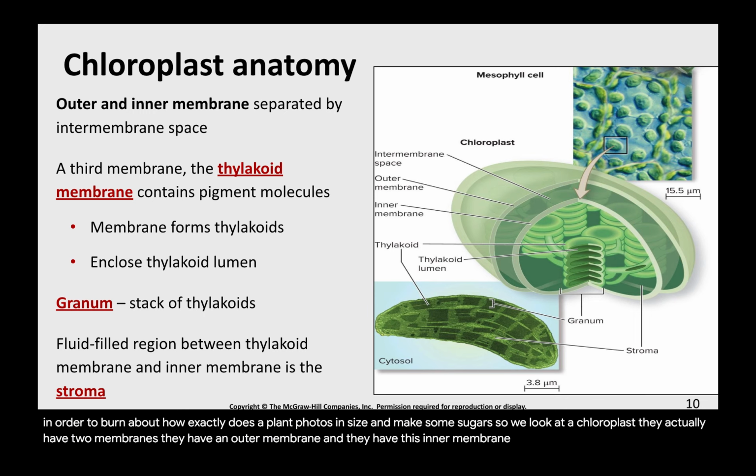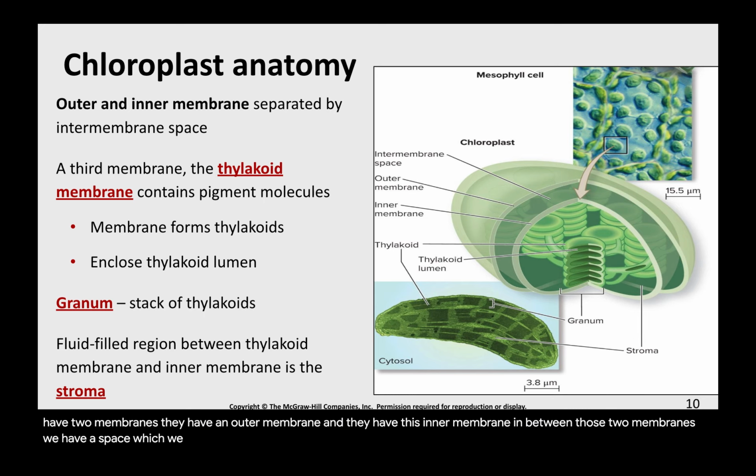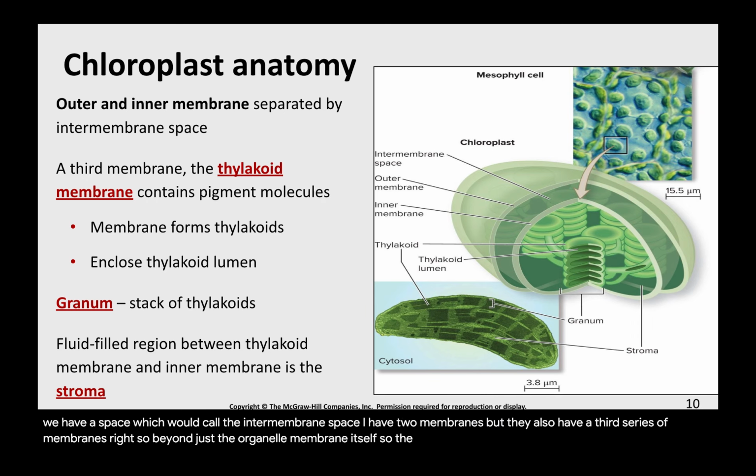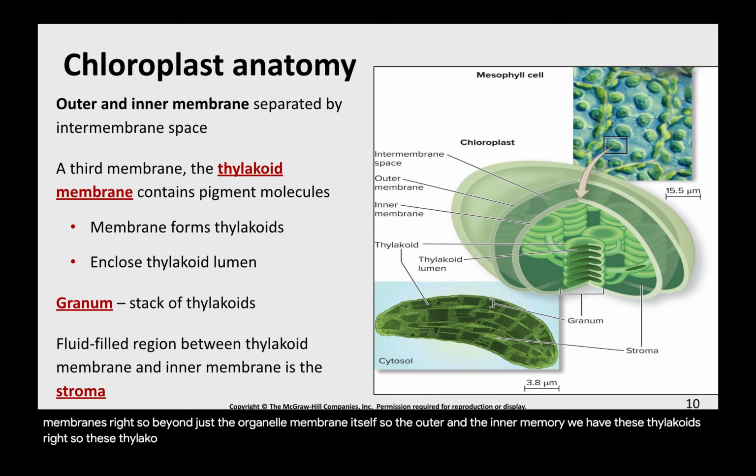In between those two membranes, we have a space, which we would call the intermembrane space. So they have two membranes, but they also have a third series of membranes. Beyond just the organelle membrane itself, the outer and the inner membrane, we have these thylakoids. These thylakoid membranes are the area where our chlorophyll pigments are actually embedded in our chloroplasts.